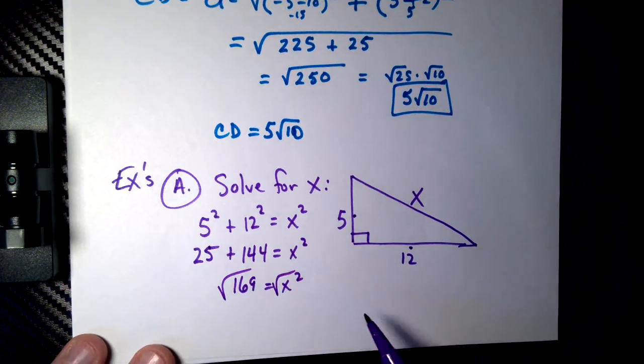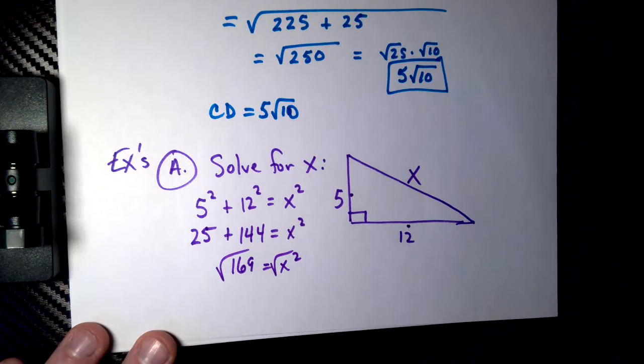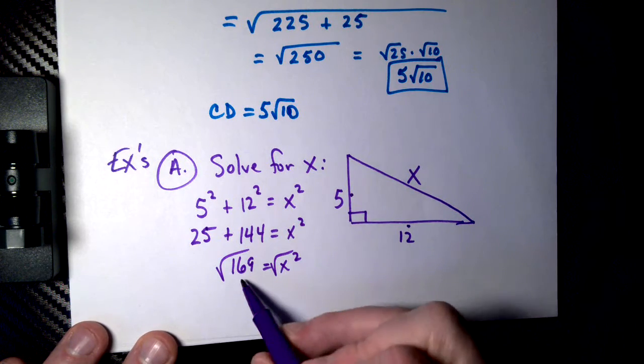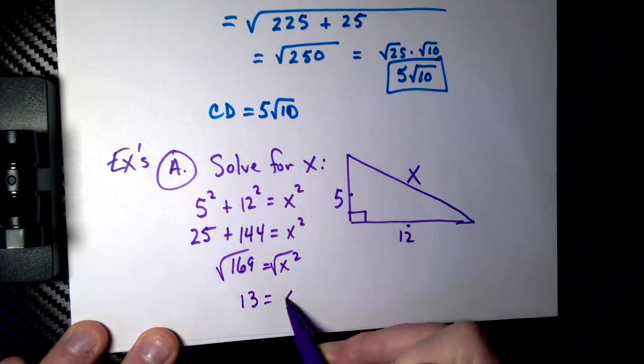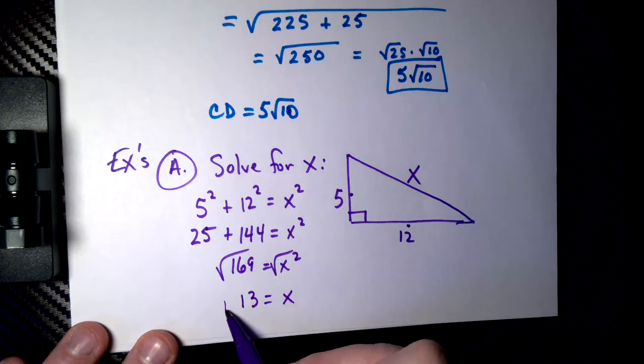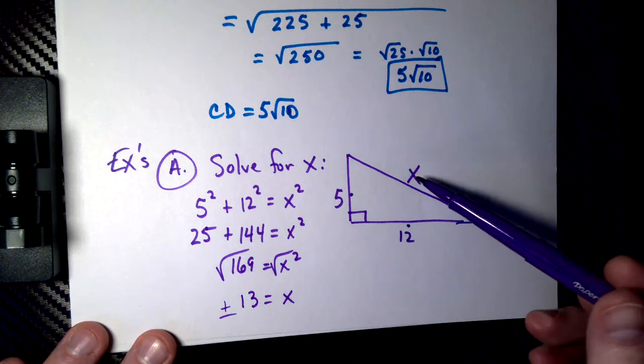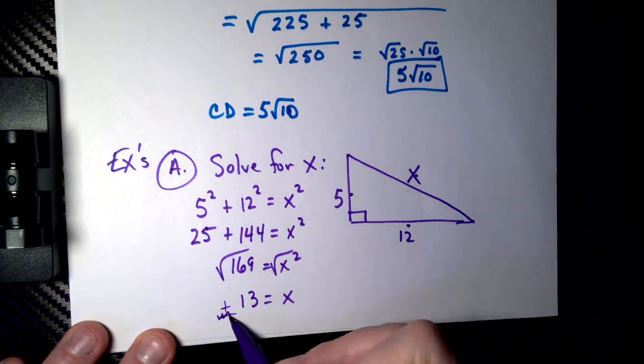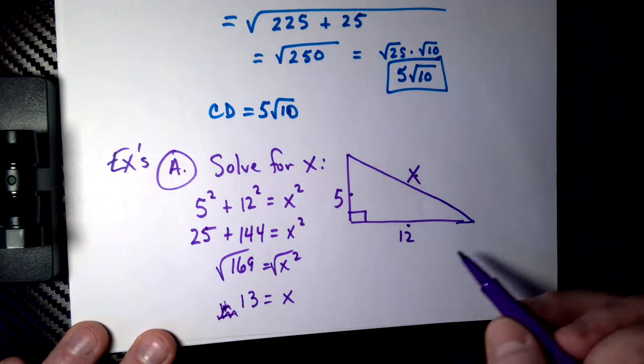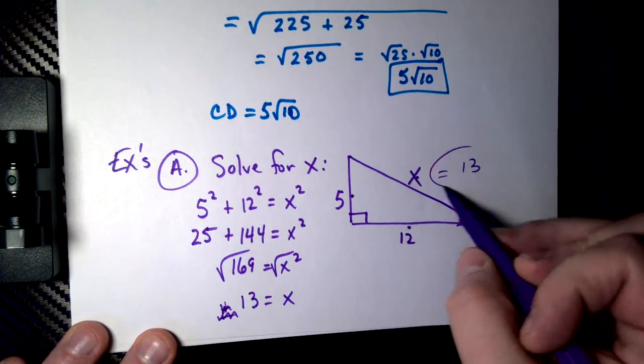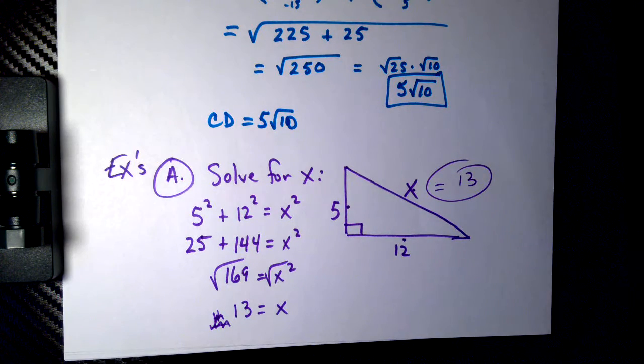Square root either side. And you may not recognize it, but you should always try it on your calculator first. But that is a perfect square. That equals 13. It's technically plus or minus, but we are talking about the side of a triangle, so we're not going to mess with a negative at all. The answer is going to be 13. So there's my first example problem.